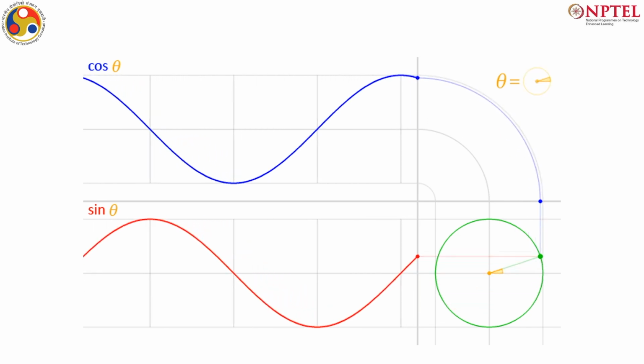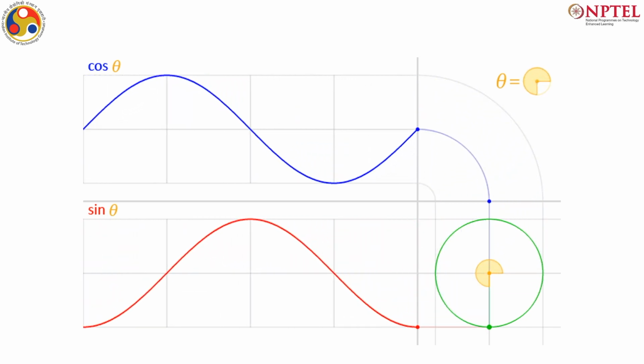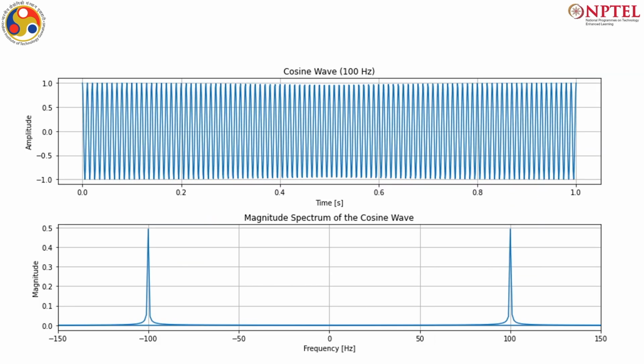Similarly, if I make it rotate in the clockwise direction, then you get the negative frequency, which is the opposite of the positive. So, this is an illustration that this cosine wave of 100 hertz has a positive frequency component and a negative frequency component.